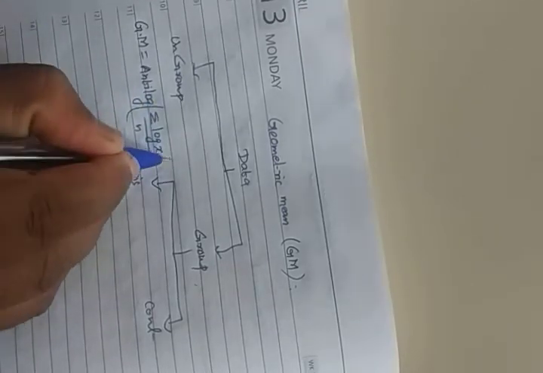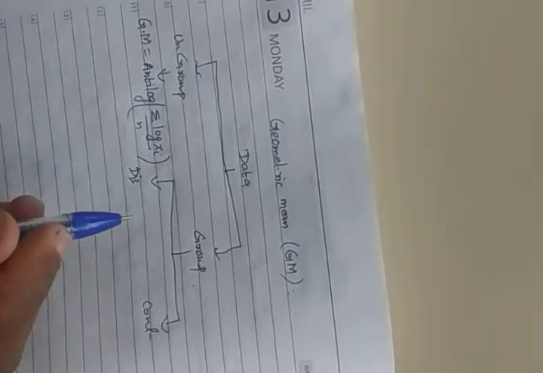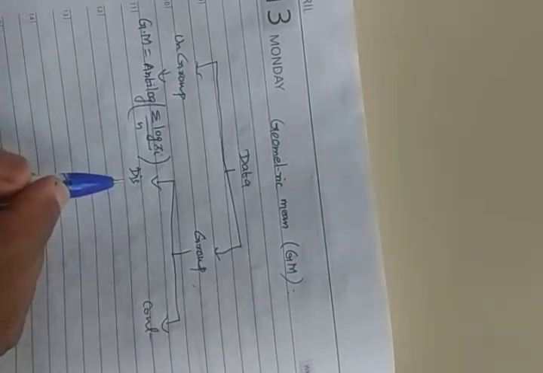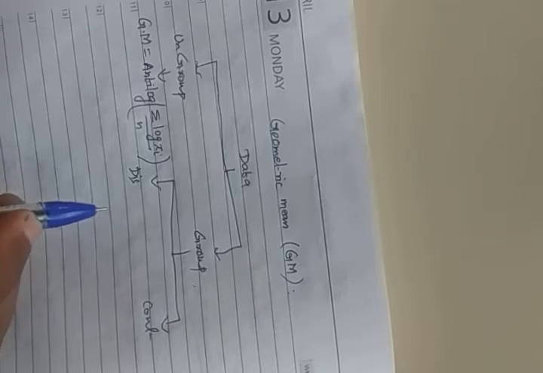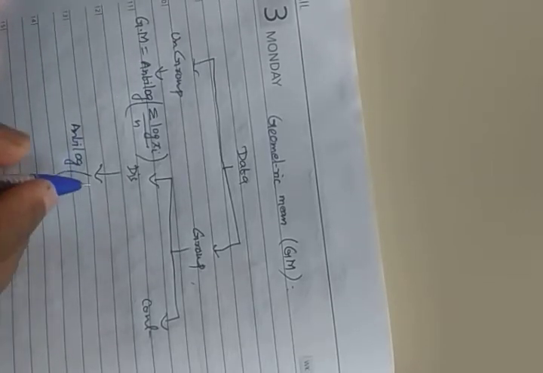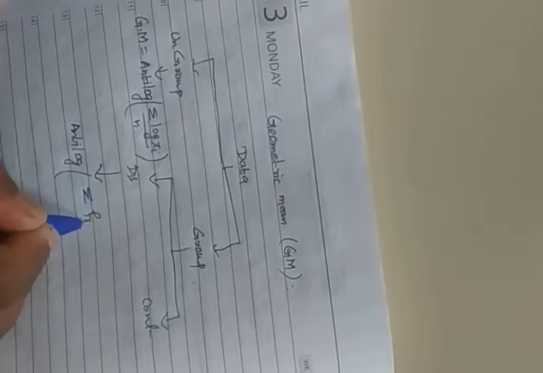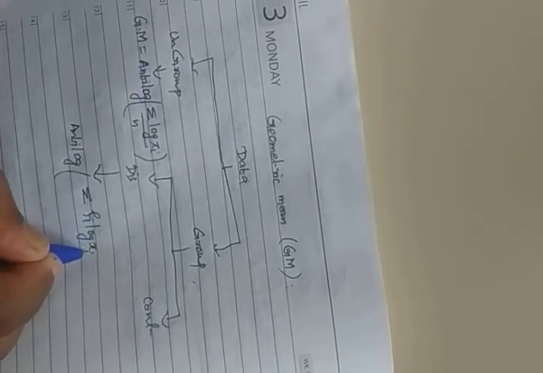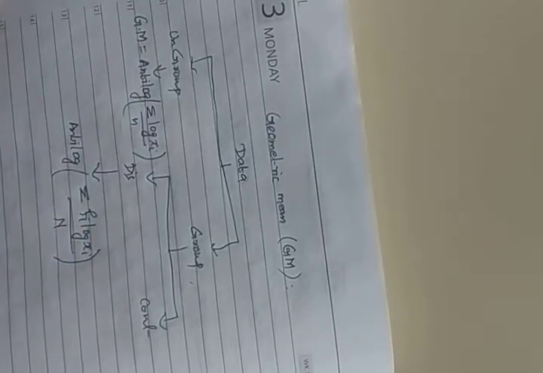This is the value for this formula, ungrouped data we are going to see. Similarly, there is a formula for discrete type. What's the formula for discrete type? The same will come here: anti-log of sigma fi into log xi divided by n. This is the formula that will come.